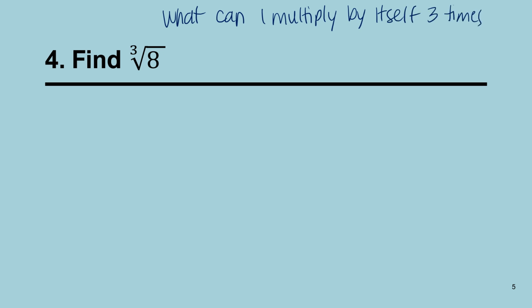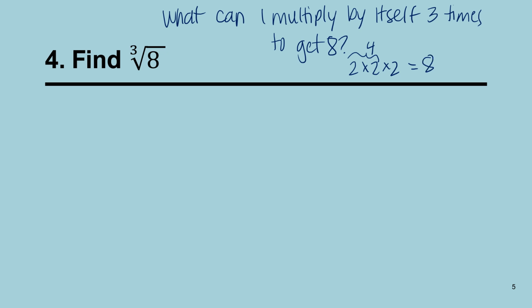And when you're dealing with cube roots, you're asking yourself, what can I multiply by itself 3 times? So the index tells you how many times am I multiplying this number by itself. What can I multiply by itself 3 times to get 8? What can you multiply by itself 3 times to get 8? What about 2 times 2 times 2? 2 times 2 is 4. 4 times 2 is 8.